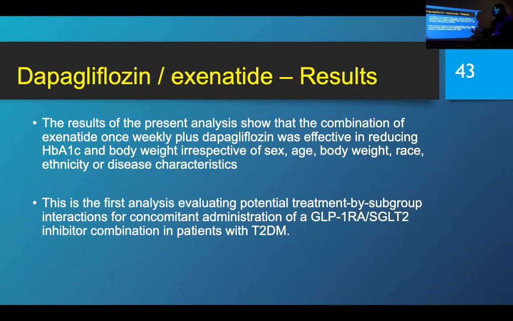So the results here, the researchers wanted to say that the present analysis shows that the combination is effective in lowering the glycated hemoglobin and body weight, irrespective of any effect of age, gender, body weight, race, or glycated hemoglobin level. And this was the first analysis combining both classes and the treatment by subgroup.